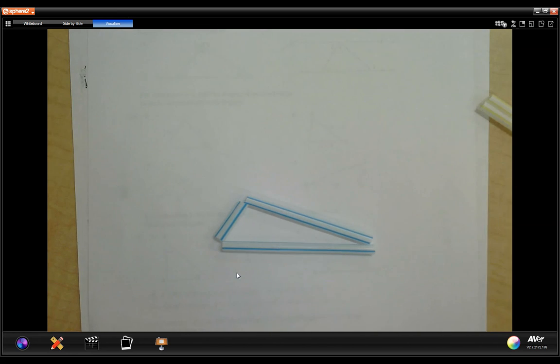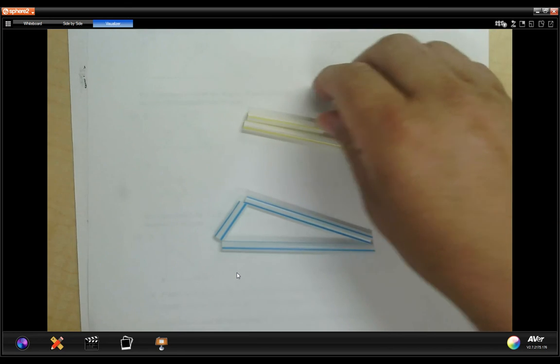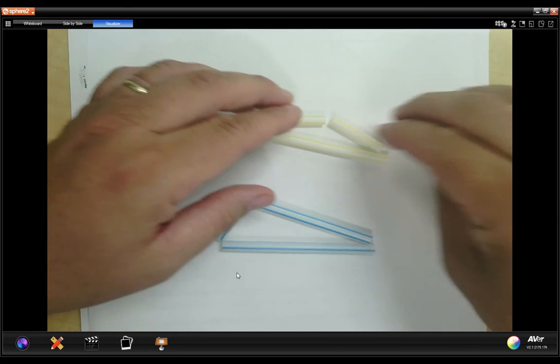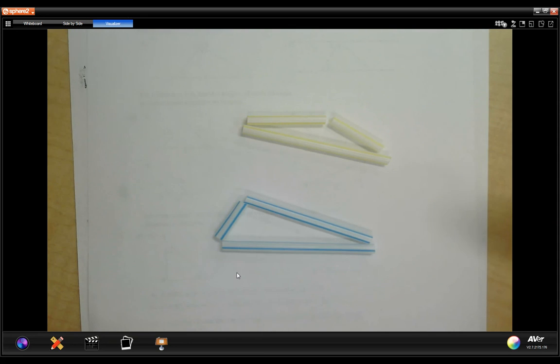Now I want you just to think about that for just a minute. We took the same straw, just cut it up a little bit differently. Here, I'll put the yellow one back over here again, just so you can kind of see. But yet one makes a triangle and one does not make a triangle. There's got to be something here that's making the difference.